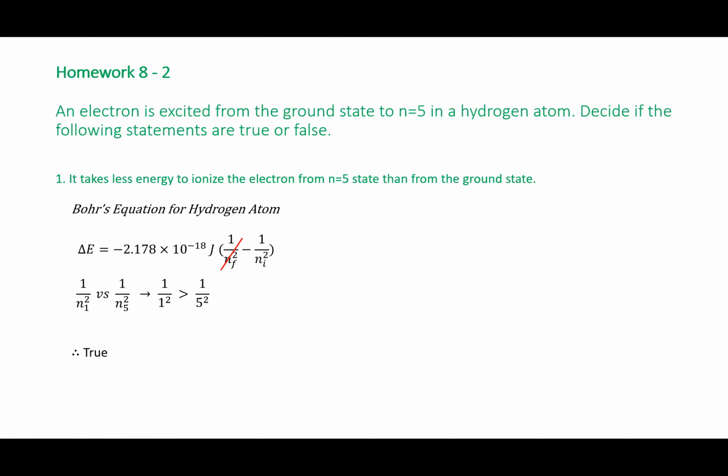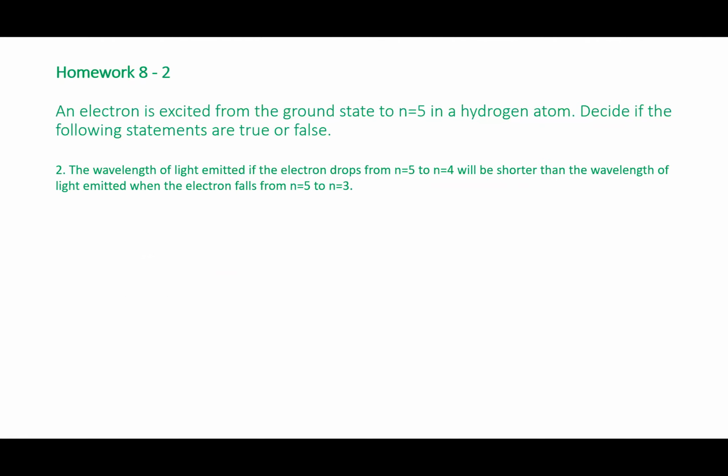So let's take a look at another statement. Here it says the wavelength of light emitted if the electron drops from n equals 5 to n equals 4 will be shorter than the wavelength of light emitted when the electron falls from n equals 5 to n equals 3.